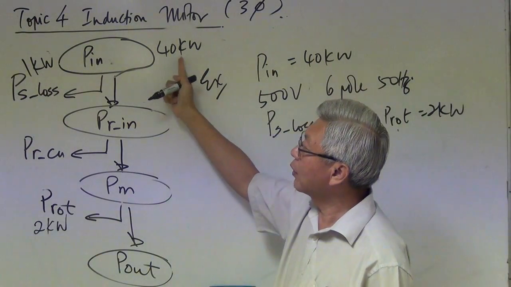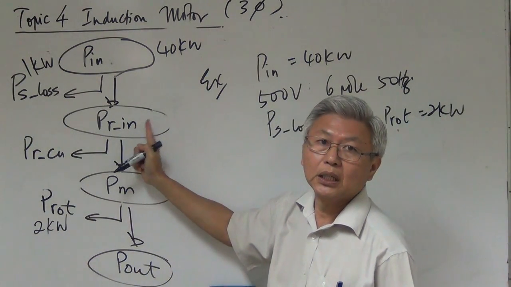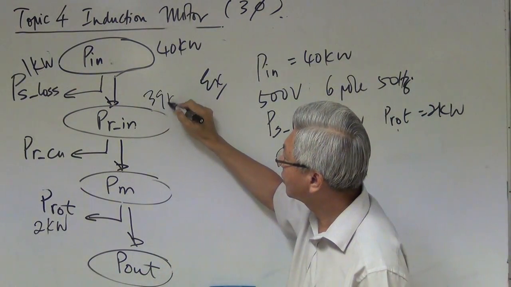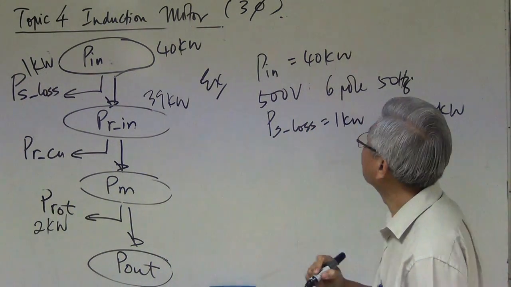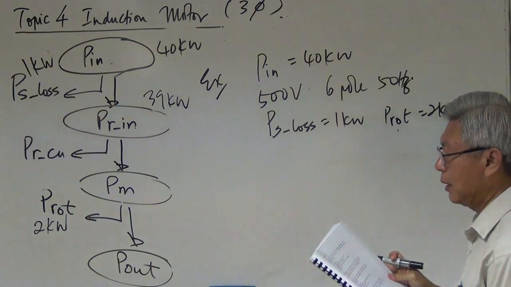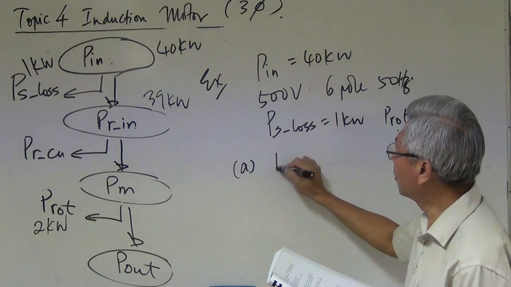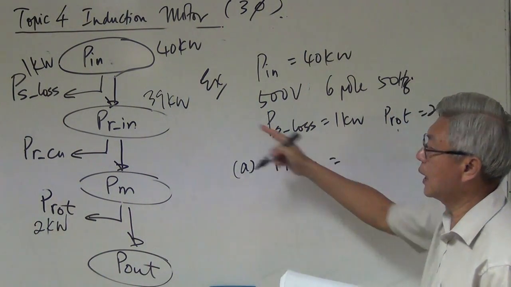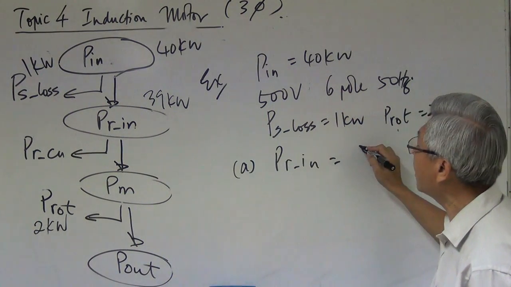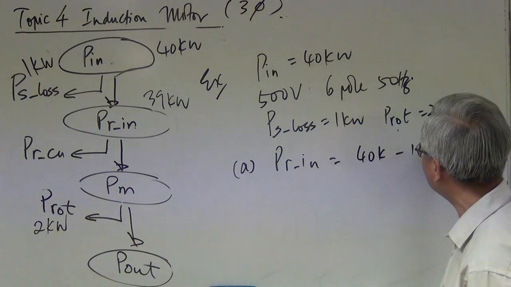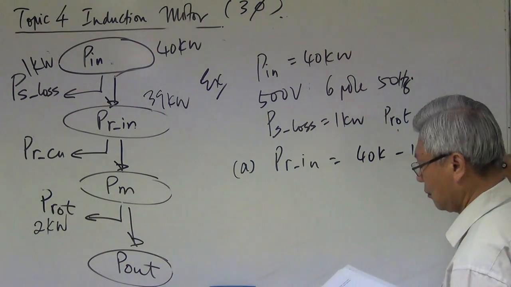Straight away, I know that 40 minus 1 will give me 39 kilowatt. Yes or no? Alright, okay, let's try. Part A. What is the rotor input power? Of course, the answer is 39 kilowatt. Yeah? 40K minus 1K is 39K.